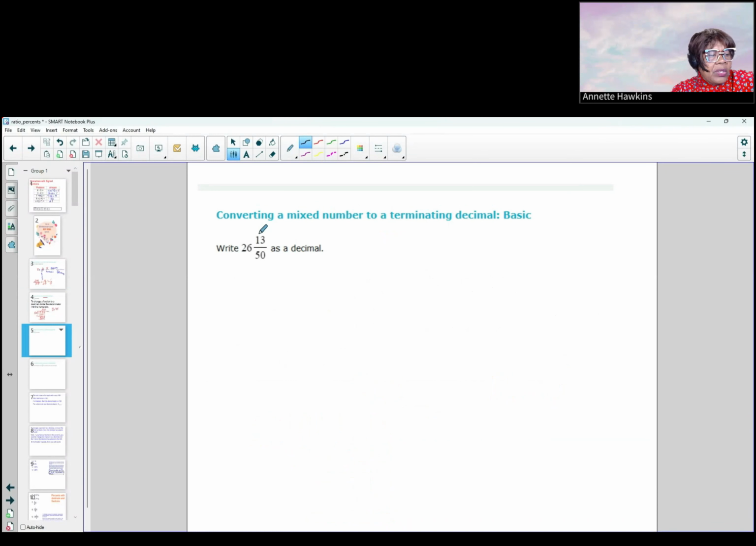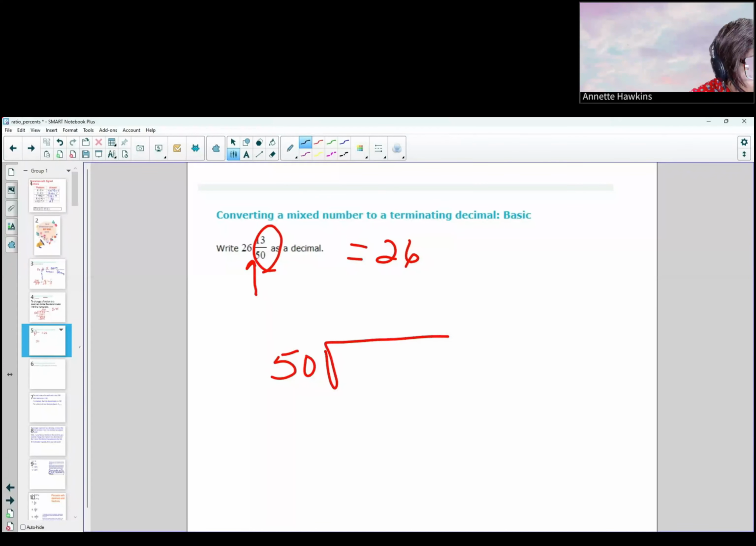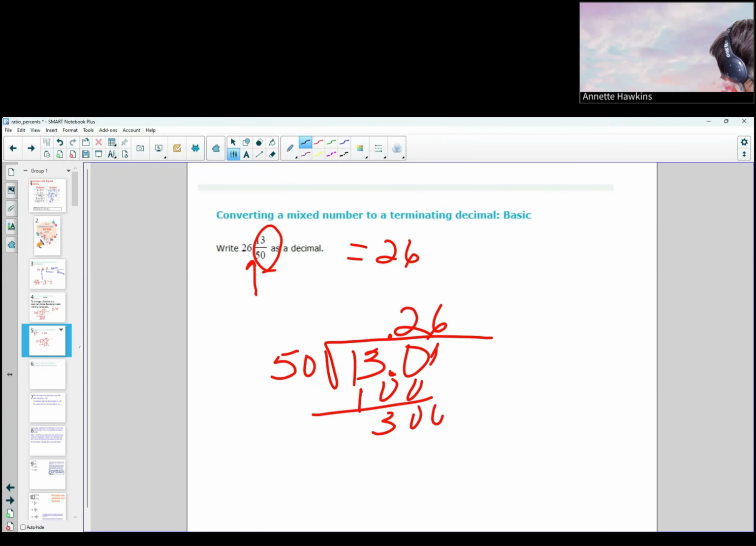All right, and so 26 and 13/50. So this is a mixed number. That's the whole. So we got 26, and now we need to see what that's going to be. So 50 into 13, add your decimal point, annex a 0. And so you get 26 plus 0.26. Okay.